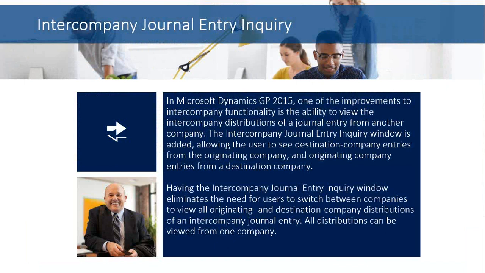to inquire into an intercompany transaction and actually see the transactions that occurred on both of the companies that were involved in the intercompany distribution. So this intercompany journal entry window is a new window that allows you, the user, to see the destination company entries as well as the originating company entries. So in the past, we would be able to see the originating company when I'm logged into a single company, and I would have to log into the other company to see the other side of the journal entry or the other side of the distribution. So now you'll be able to see that no matter which company you're logged into.